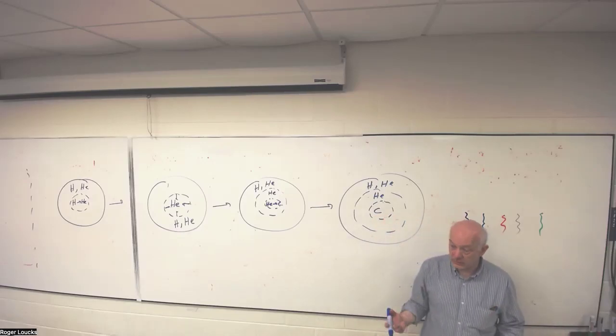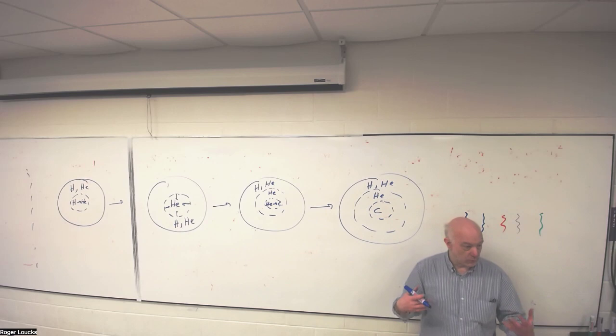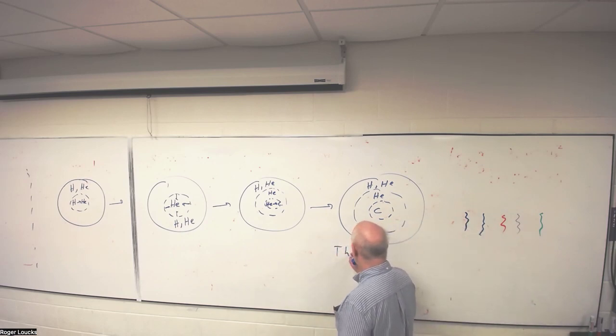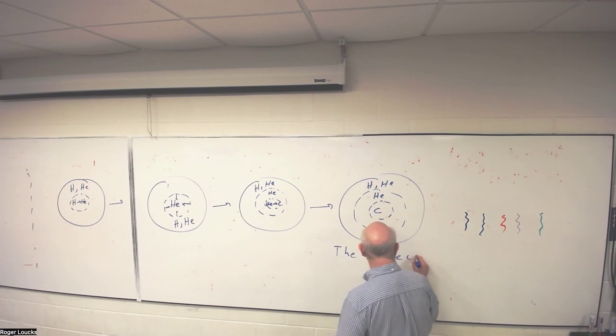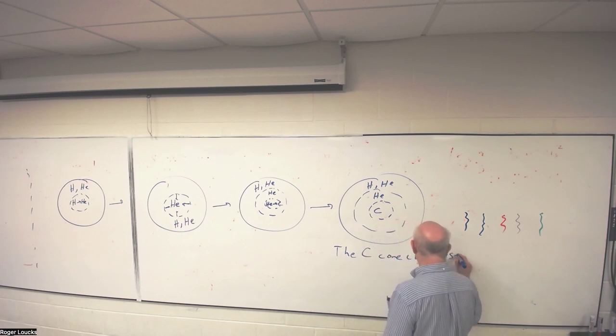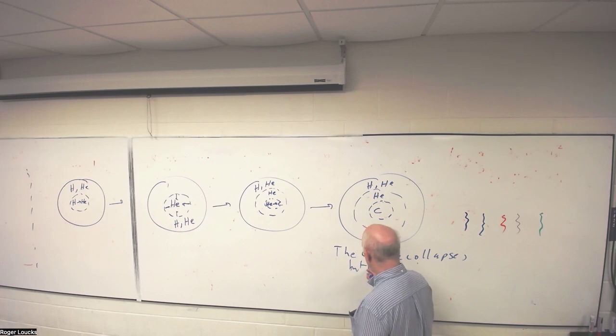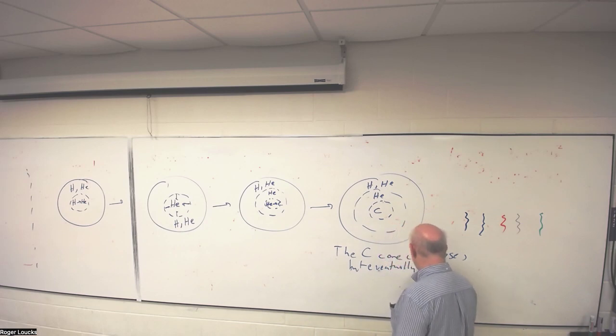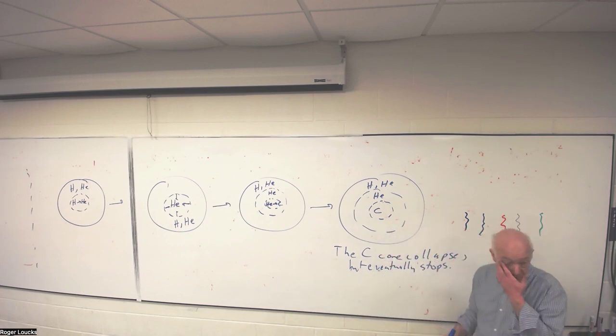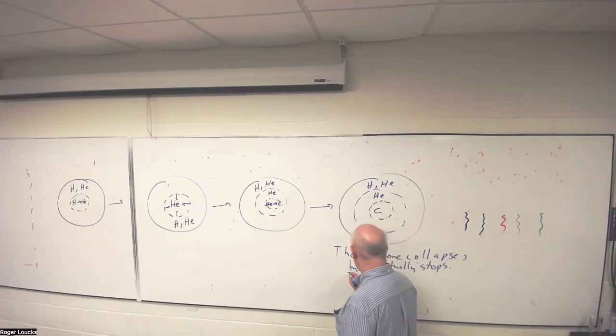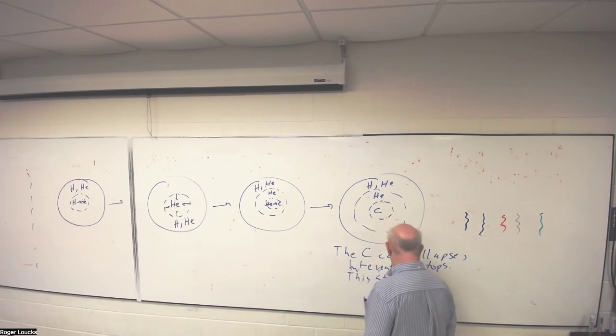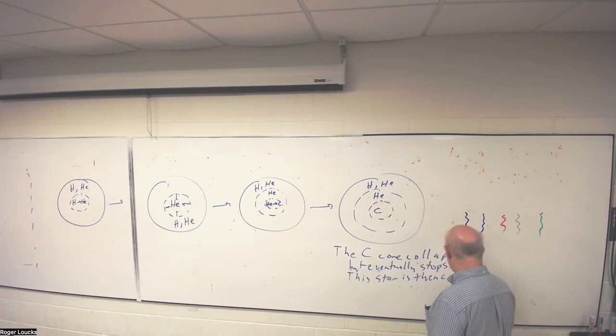And then what happens? Nothing, no fusion going on. So the carbon core starts to collapse and then it magically stops. When it magically stops, we say we have a white dwarf. So the carbon core collapses, but eventually stops. And at this point, this star is then called a white dwarf.